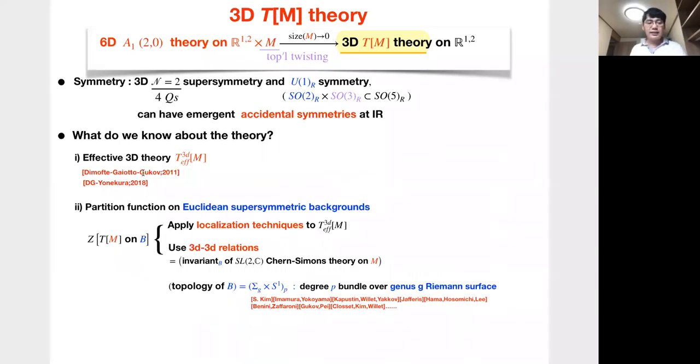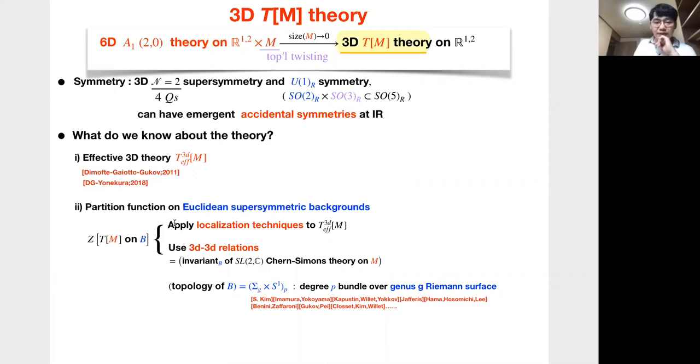Another thing is that we can also compute the partition function over some Euclidean supersymmetric background. There are two ways to compute this partition function. We are interested in the partition function of this 3D theory on some curved background, denoted by B. The first way is to just apply the localization technique to this effective field theory description, and then we can obtain this partition function.